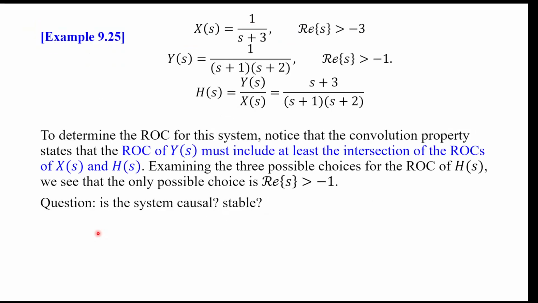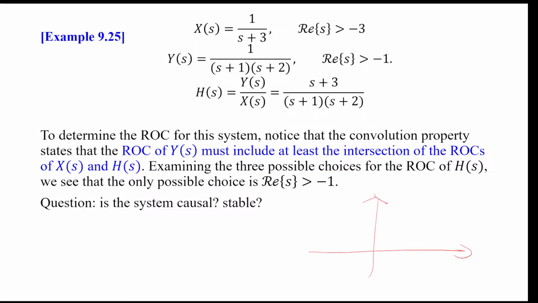Convolution property says that we need to determine RLC of h, and we determine this by the convolution property, because we know big Y is equal to big H times big X, from the convolution of small h and small x. And so the convolution property says that the RLC of y must at least include the intersection of RLC of x and h. And here the logic is a bit more complicated.